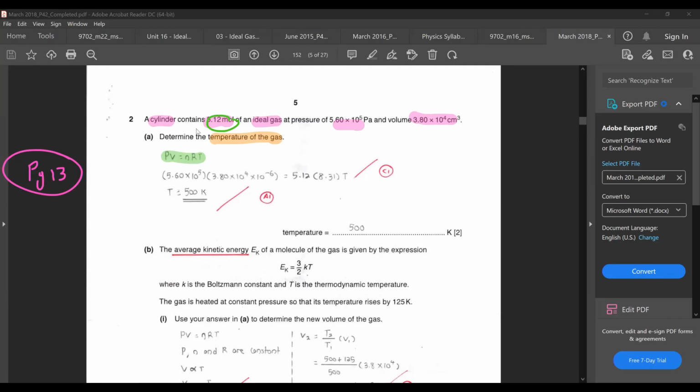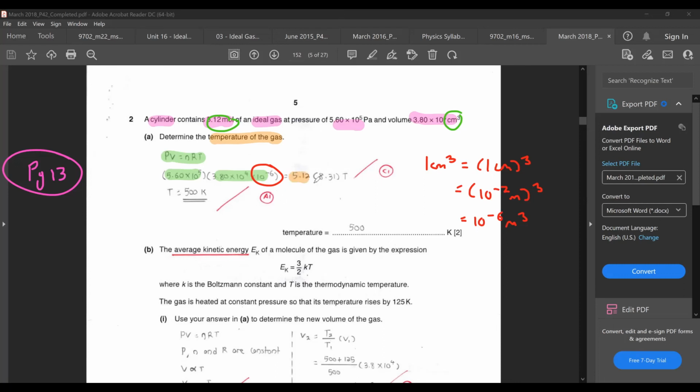So sub in your values. 5.6 times 10 power 5, 3.8 times 10 power 4 times 10 power minus 6. Where did the 10 power minus 6 come from? It's because you have a centimeter cube. 1 centimeter is 10 power minus 2 meter, so cubed everything, you're going to get 10 power minus 6 meter cube. That's where this 10 power minus 6 came from. You're changing it to meter cube.